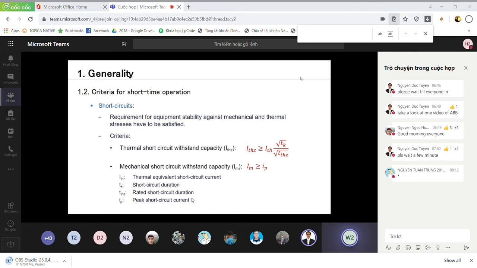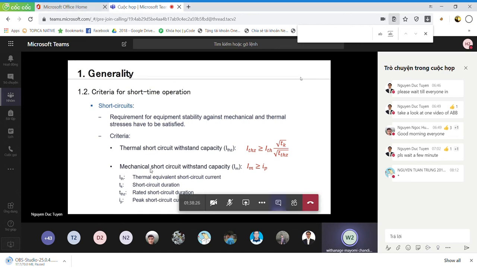We are still talking about the criteria for short time operation. In there, we're talking about the short circuit. First, a requirement for equipment stability against mechanical and thermal stress has to be satisfied. Second one is criteria: thermal short circuit withstand capacity is greater than or equal to Ith times square root of tk over square root of Thz.